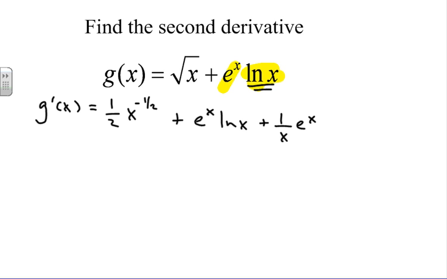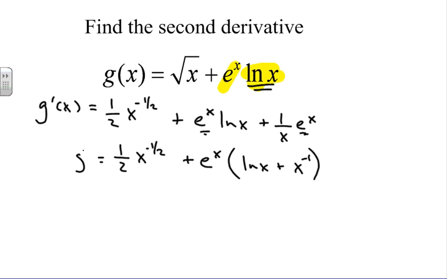Okay, we can simplify this a little bit. Simplifying always is nice. We can factor out an e to the x there. And we have natural log of x plus, I'm going to write it as x to the negative first, because we are going to find the second derivative of this now. So that's the first derivative. Now I'm going to change colors and find the second derivative of this new expression.